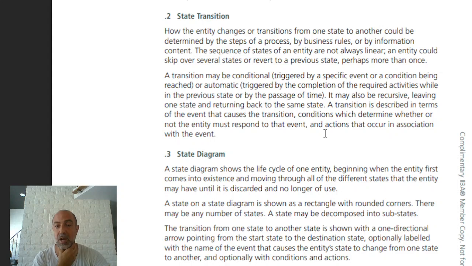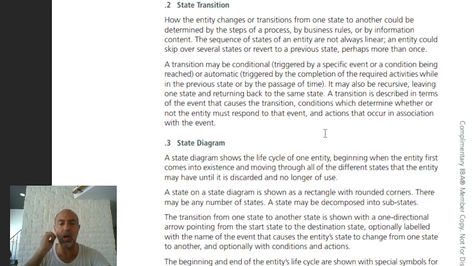The transition is described in terms of the event that causes the transition, right? It's always like, what started this, or what was the needle of the haystack, or something like that.